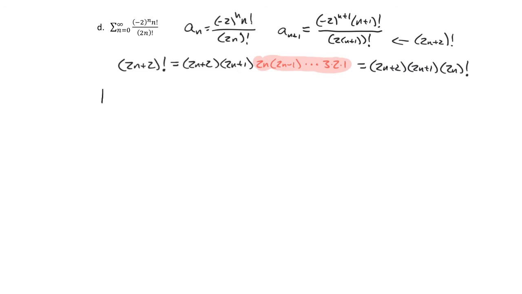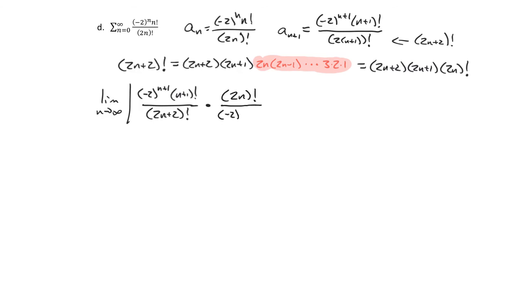So we look at the limit as n goes to infinity, absolute value of a sub n plus 1. Well, that's the negative 2 to the n plus 1 times n plus 1 factorial divided by 2n plus 2 factorial, divided by a sub n. A sub n is a fraction. Dividing by the fraction is like multiplying by its reciprocal. So I've got the 2n factorial in the numerator, which used to be in the denominator, the negative 2 to the nth in the denominator, and the n factorial in the denominator.